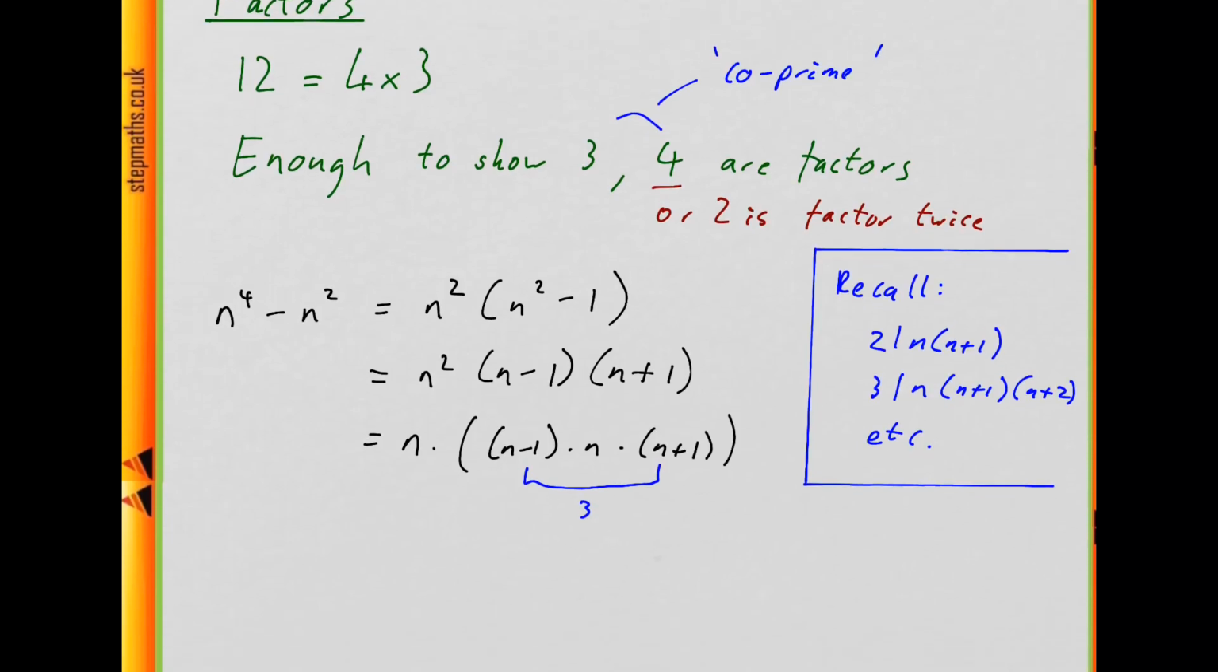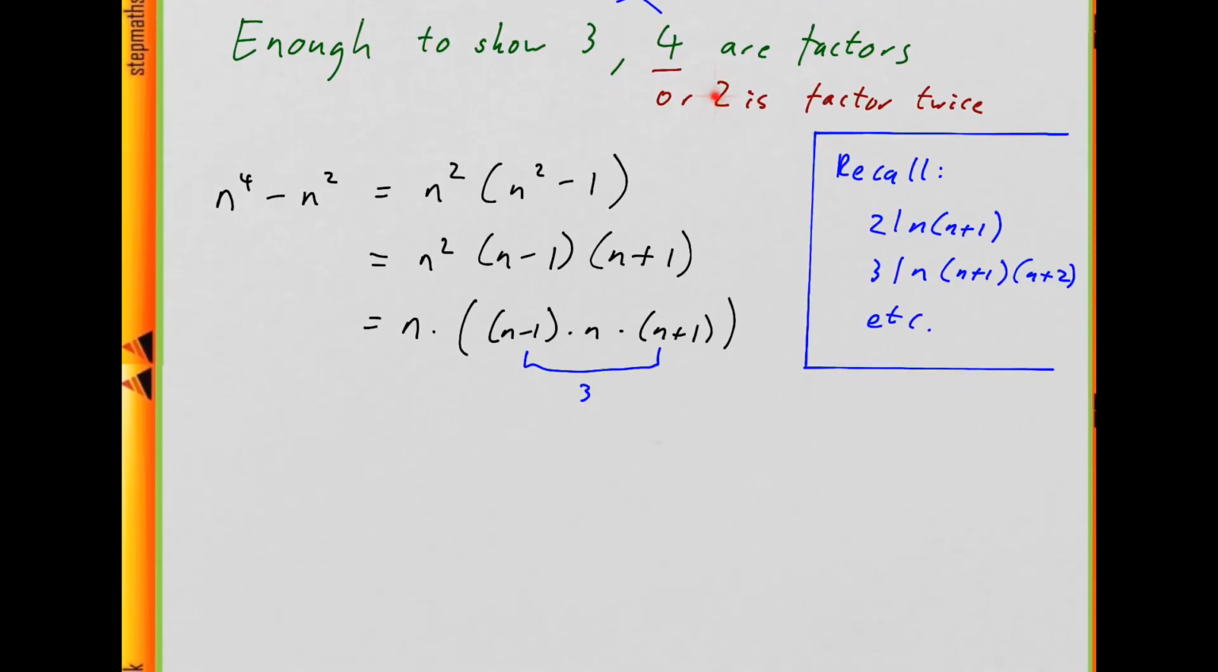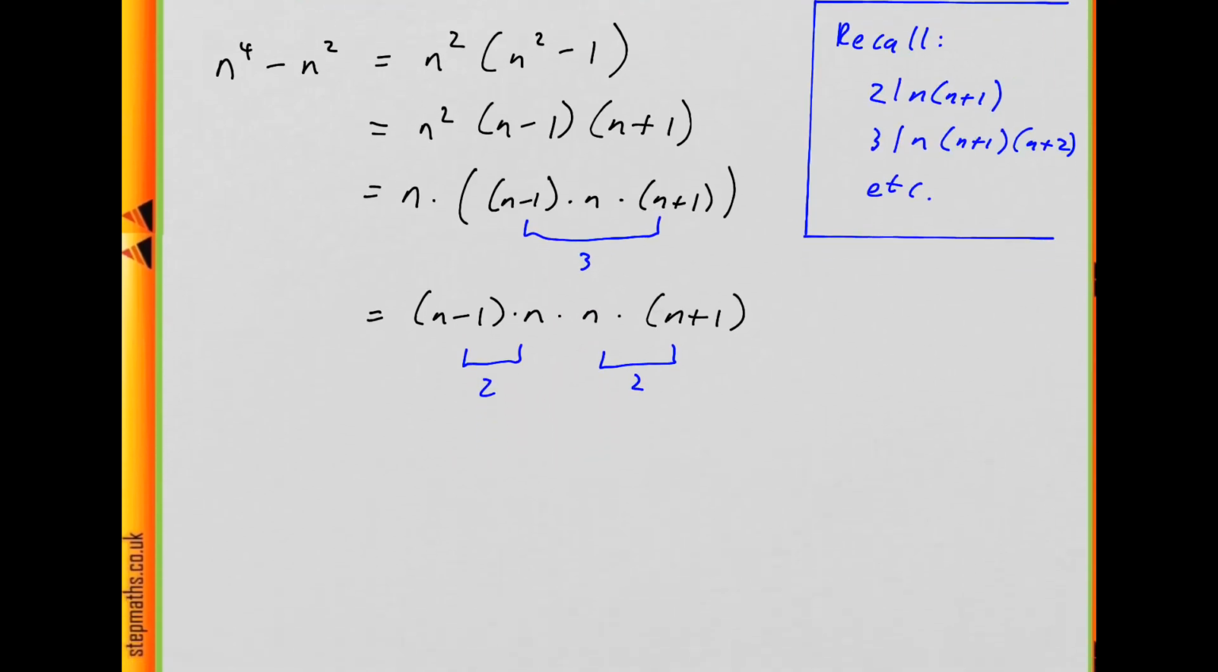And then, we can't get 4 going in directly, but again, we can look for 2 going in twice. If we rewrite it as n minus 1 times n, and then n times n plus 1, then we've got 2 pairs of consecutive numbers multiplied together. So 2 goes into each of them, and they don't share any factors. This is 2 separate factors of 2, and that means 4 is going to go in as well. So that means that, from what we said before, 12 is going to go into the whole thing.